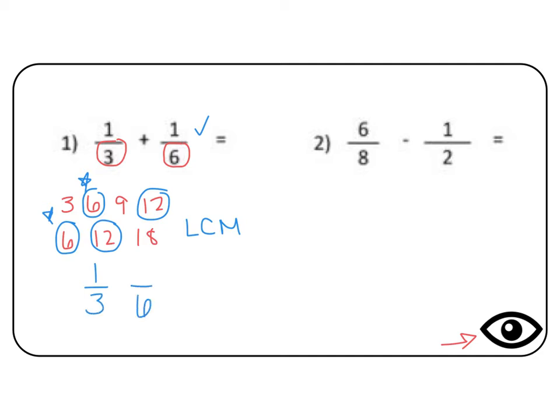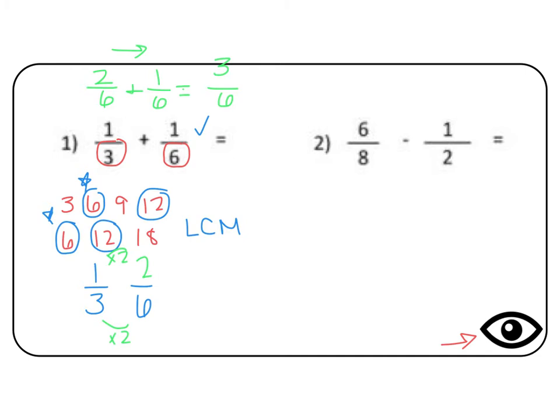In order to change a 3 into a 6, I multiply by 2. And whatever I do to the bottom, I have to do to the top. So 1 times 2 is 2. So now my problem becomes 2/6 plus 1/6. And now that we have common denominators, the same number on the bottom, we add our 2 numbers on the top, because that's telling us I have 2 pieces of 6 plus 1 piece of 6, which would tell me that I have 3 pieces of 6.